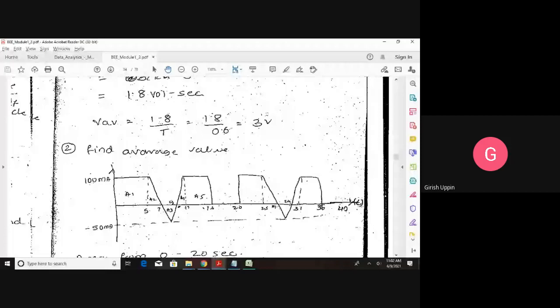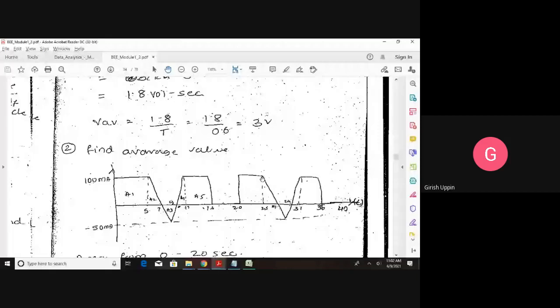Please calculate the average value. So you are being asked to find the average value. The first thing you have to understand is to identify what is one cycle, where the one cycle ends. How to identify that? The same pattern will repeat next, that is the next cycle. So you have to find where is the beginning of the cycle and where is the ending of the cycle. And once you identify the one complete cycle, the second thing is to identify whether it is a symmetrical waveform or an unsymmetrical waveform.